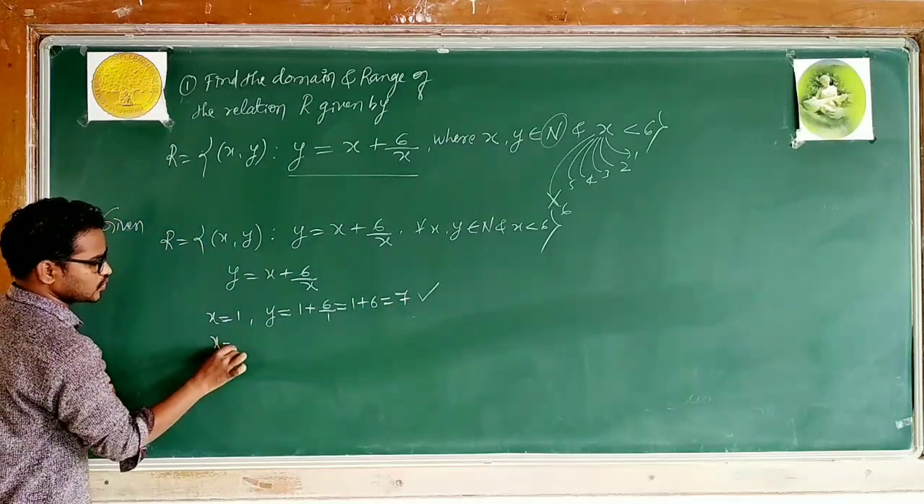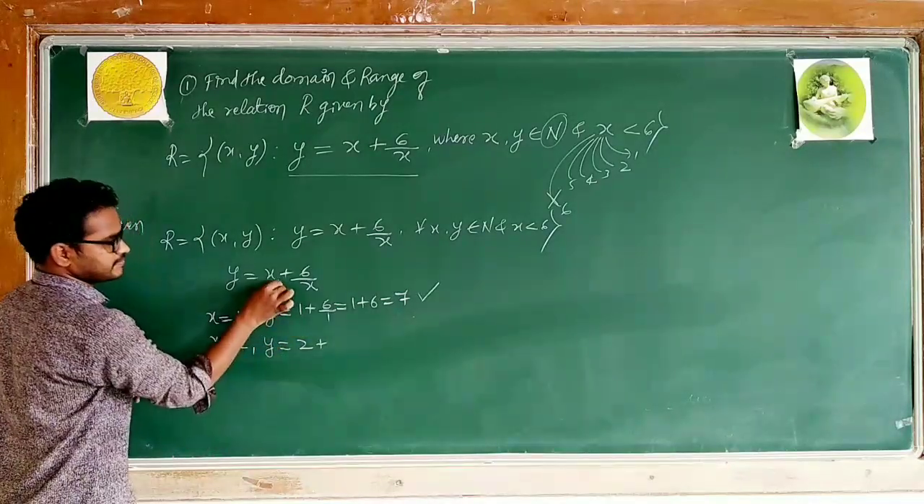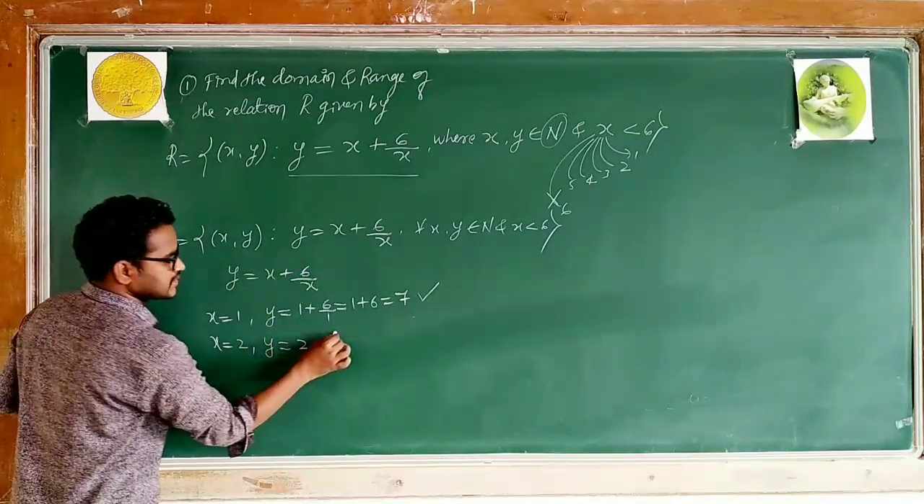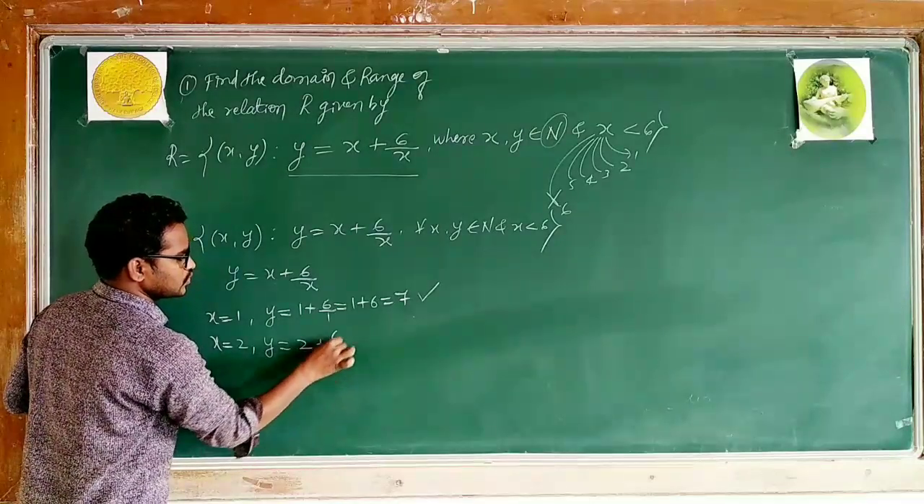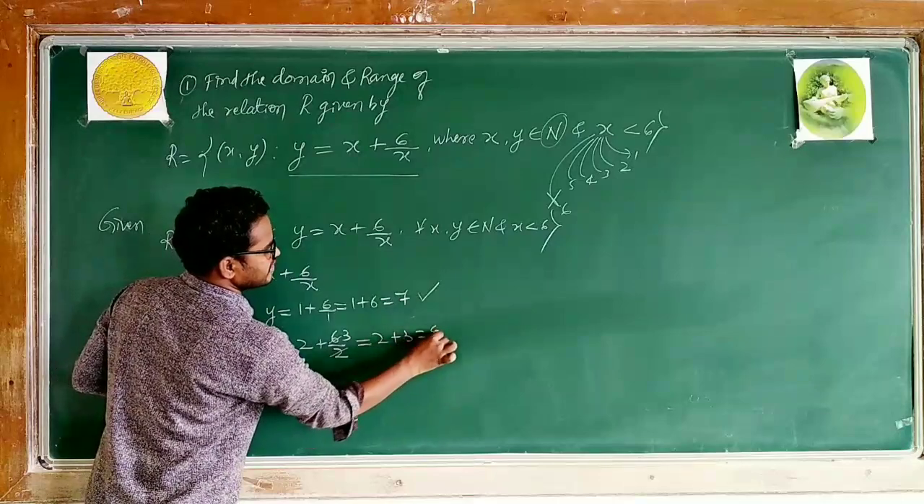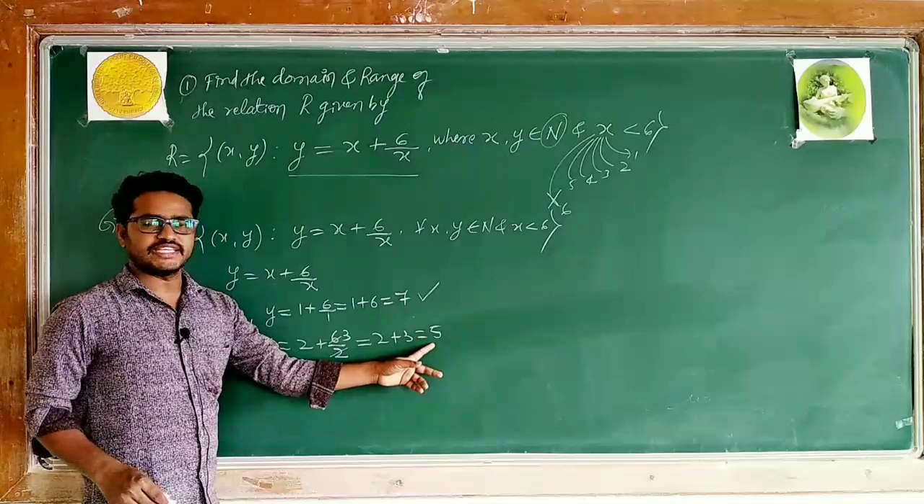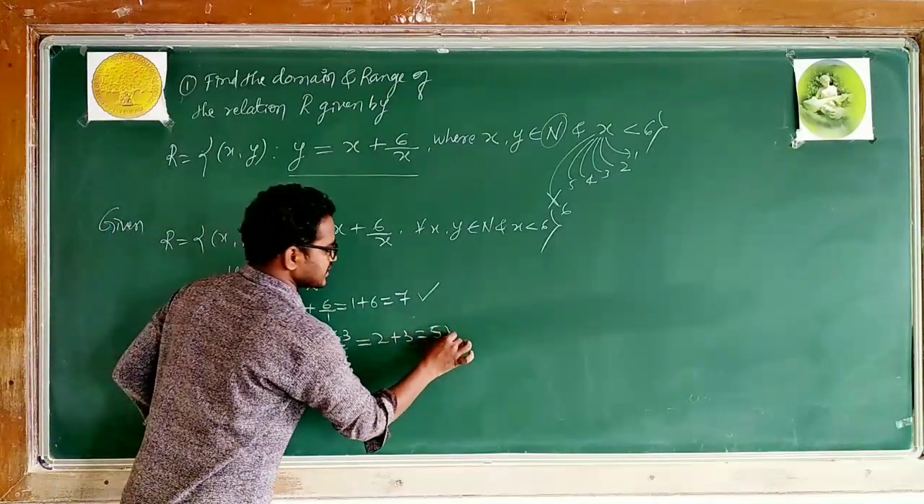I will assume x is equal to 2, y is equal to 2 plus 6 divided by 2. 2 threes. What happened? 2 plus 3, that is 5. So x is 2, y is 5. Y is 5 means both are natural numbers, which means I can consider this also.